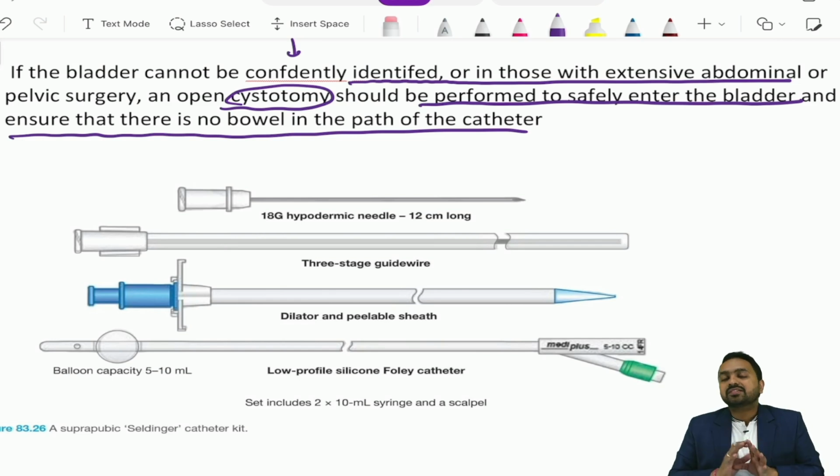So guys, please remember the important steps of catheterization, the various types of catheter and the indications of catheterization. Though they are basic and simple topics, they are frequently asked in exams.